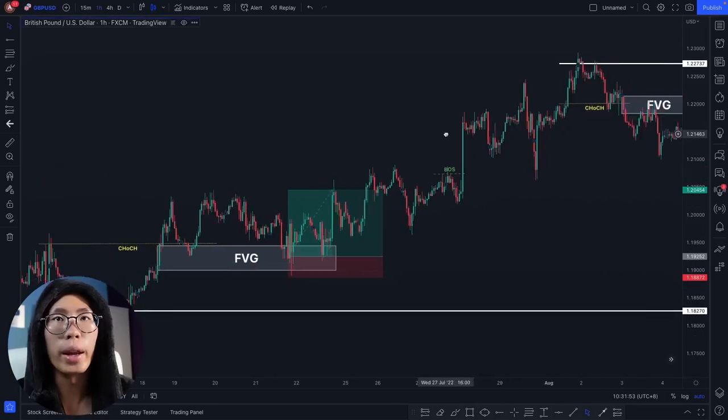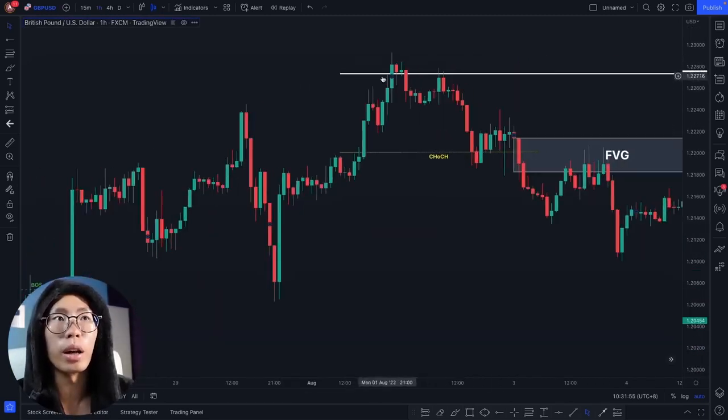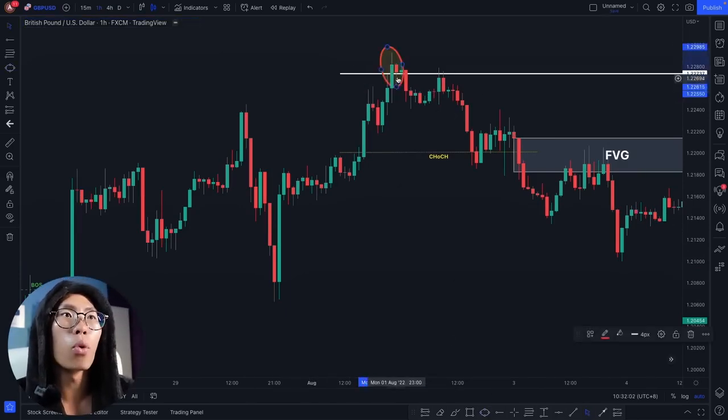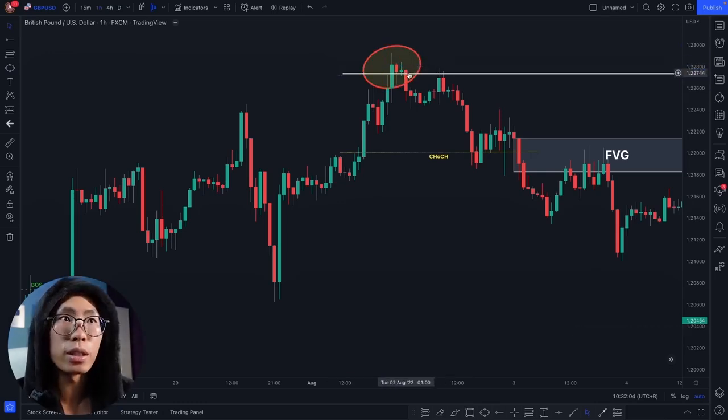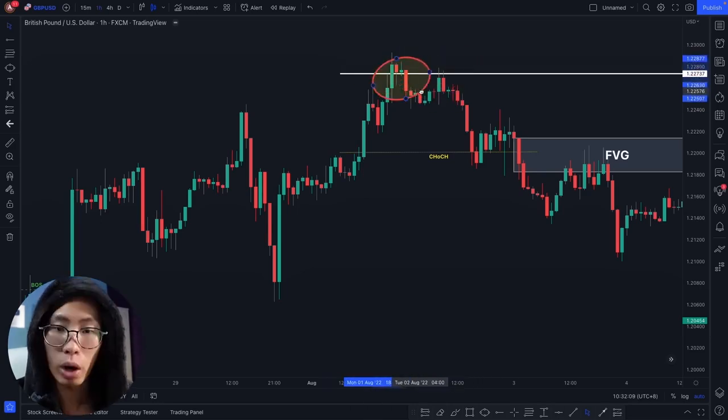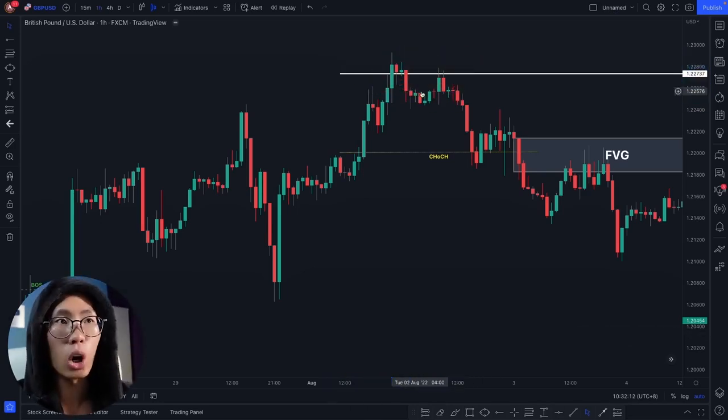So let's wait, and you can see at this point in time, price created another resistance area, or rather a supply zone, and it gave us a liquidity grab right here when price broke through the resistance and then came back down. So this was a false breakout. So this was a liquidity grab. And the next thing you want to look for is a change of character.